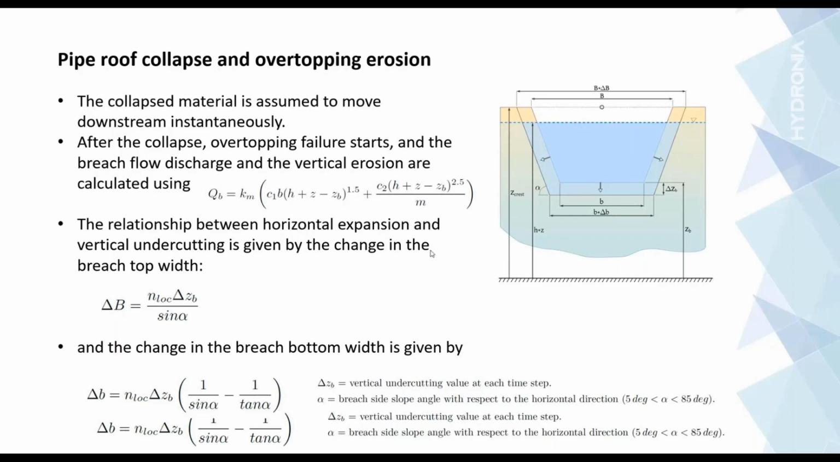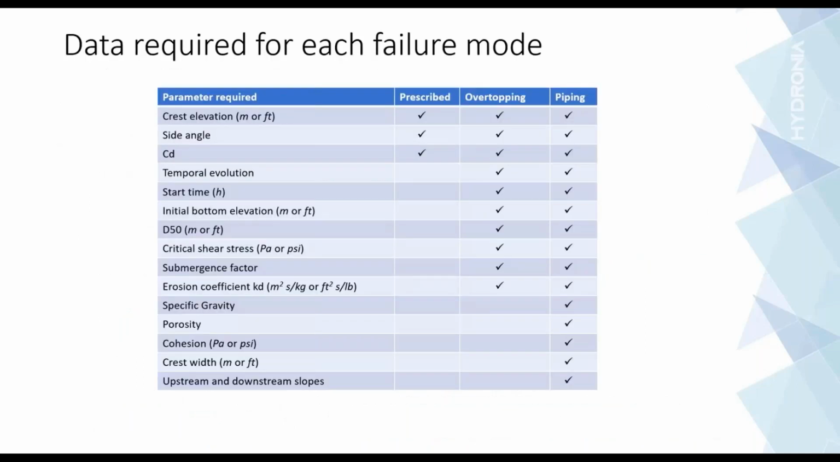Then we have also the rates of erosion that we obtain to determine how this overtopping occurs in time. So the way to compute the overtopping erosion that we use in the model is the same that we use to calculate the discharge and horizontal and vertical rates of erosion that we use after the pipe roof collapse. It's exactly the same. So that's the assumption that we make to compute the dam.